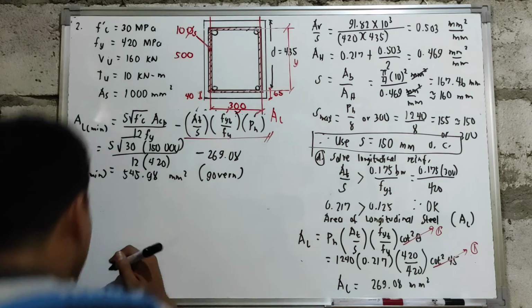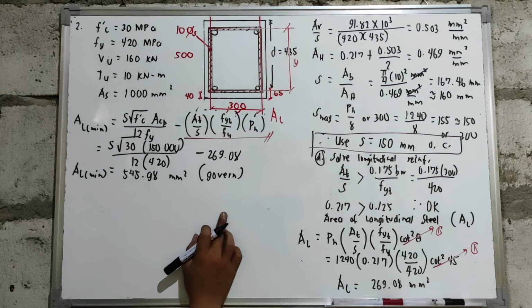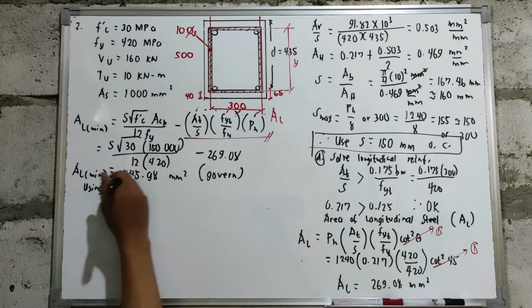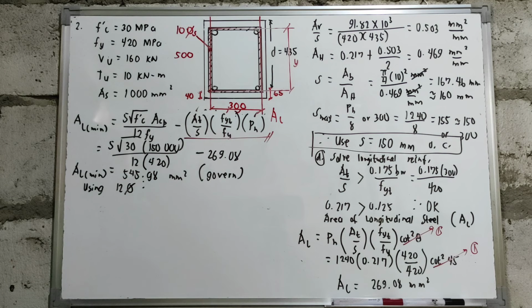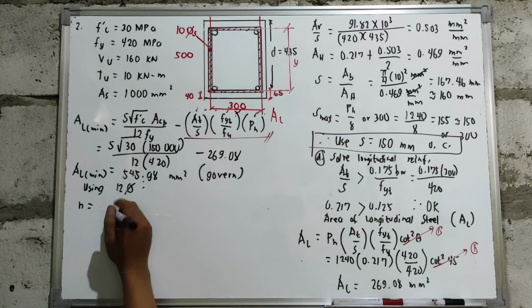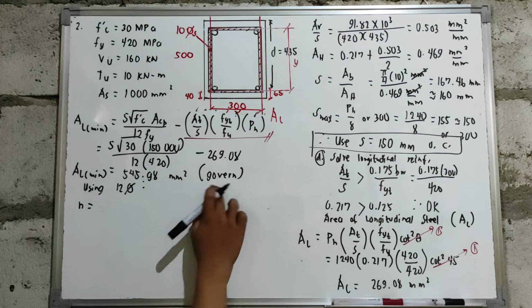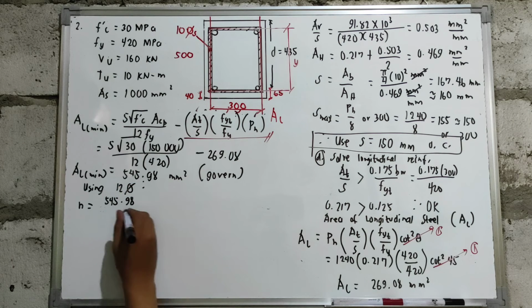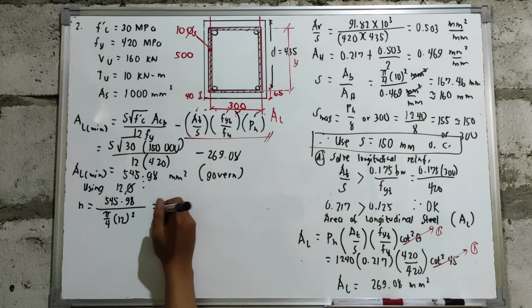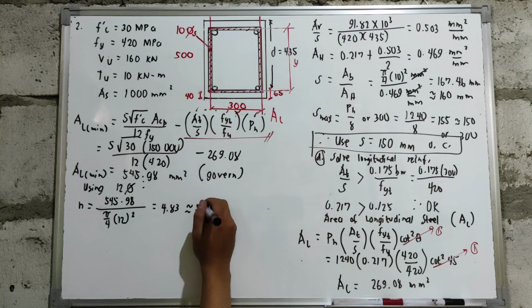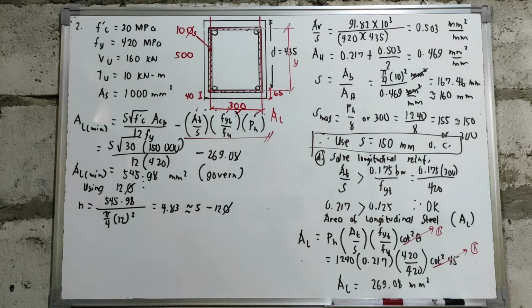And then, let's say gagamitin natin dun sa longitudinal steel bars natin is we're going to use 12 mm diameter bars. So, for this one, para makuha natin kung ilang piraso ng bakal yung gagamitin natin, so we have yung total area natin na 545.98 mm squared over area ng isang bakal. So you have a number of pieces of 4.83. So kung i-round up natin yan, that is 5 pieces of 12 mm diameters.